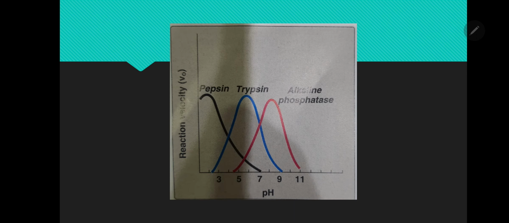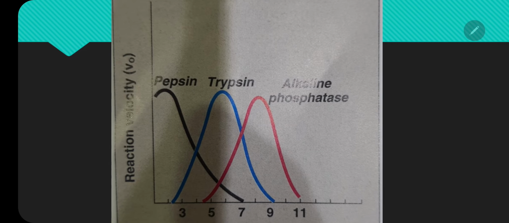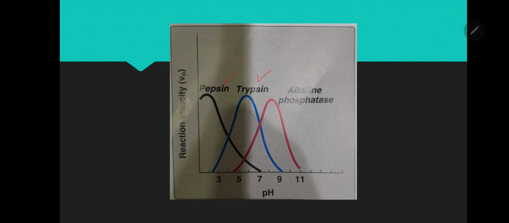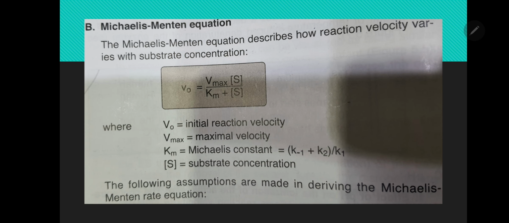Up to a certain pH, enzymes work very well, but if the pH is increased, denaturation of the enzyme will take place. A typical and very good example is in the stomach, the pepsin, the trypsin, and the alkaline phosphatase is an example. It is given here in the diagram, and in your book it is also mentioned. Quickly I'm telling you some important factors which are affecting the enzyme activity.